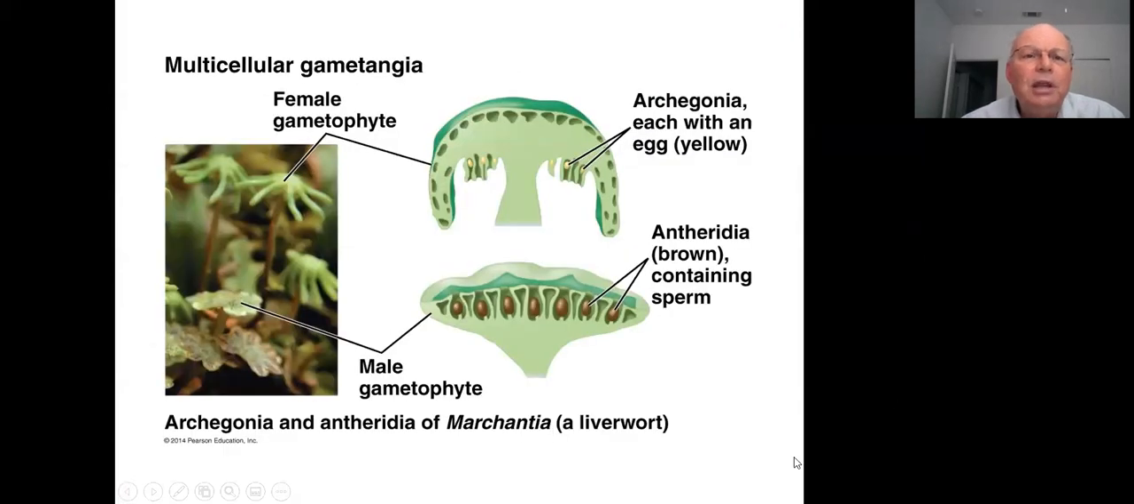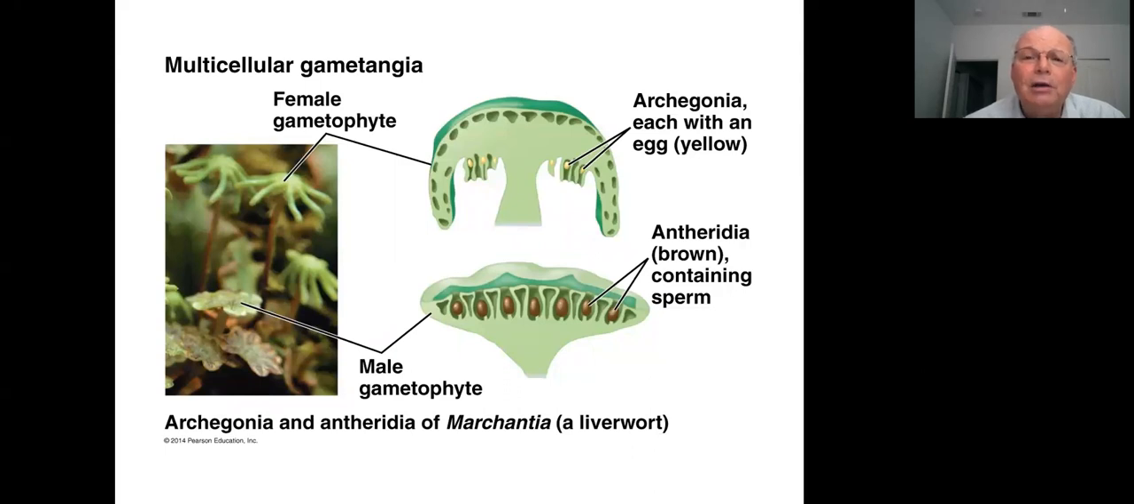So here you can see the female gametophyte. This is again liverworts. Marchantia is the liverwort that we look at the most. Sphagnum moss or peat moss are the two mosses that we look at with the mosses. We don't look a lot at hornworts, but we'll look at a representative hornwort when we get to looking at the bryophytes as a group.